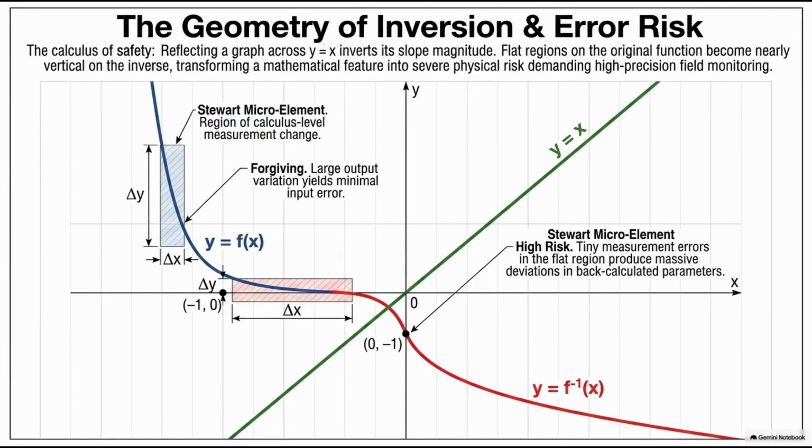Notice the symmetry between a function and its inverse: reflection across the line of symmetry interchanges steep and flat regions. Where the original function is steep, the inverse becomes flat and forgiving to errors. However, where the original function flattens out, the inverse steepens sharply, causing small measurement variations to produce large changes in the back-calculated parameters. This tells us precisely where high monitoring precision is required on site.